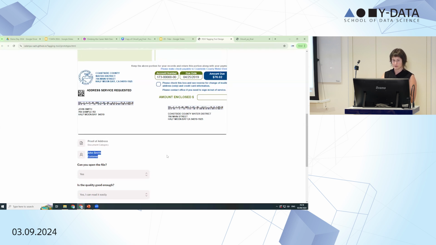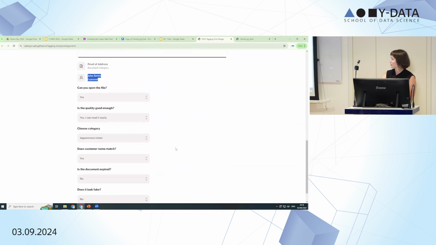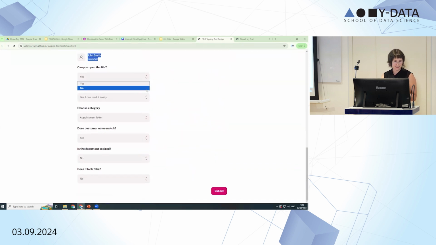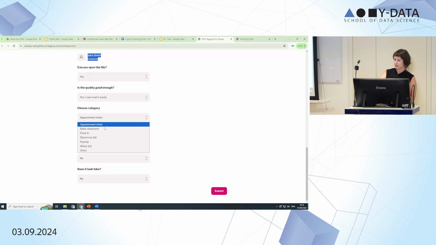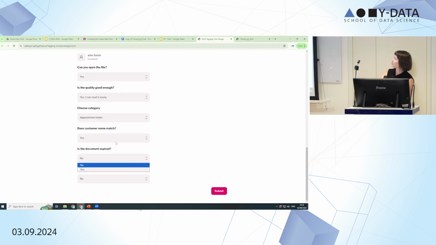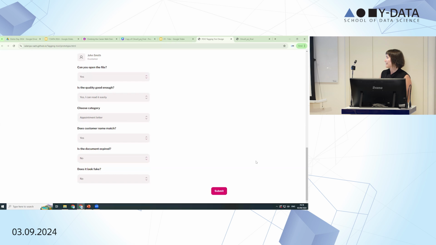and what's the name of the customer, and then they have to answer several closed questions from the list of closed answers, like if you can open the file, if the quality is good enough to read it, which category it is, and again it's a closed list, so you cannot choose something that is not here, if the customer name matches, if the document is expired or not, and so on, and then they just submit it. Basically they don't have to make a decision, because they just describe what they see, and whether the document is accepted or rejected, we still see all the information on this document.